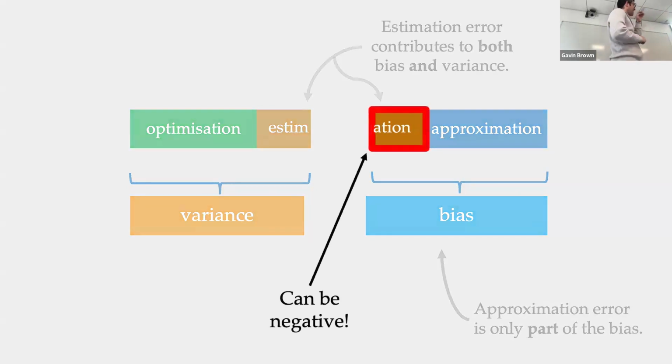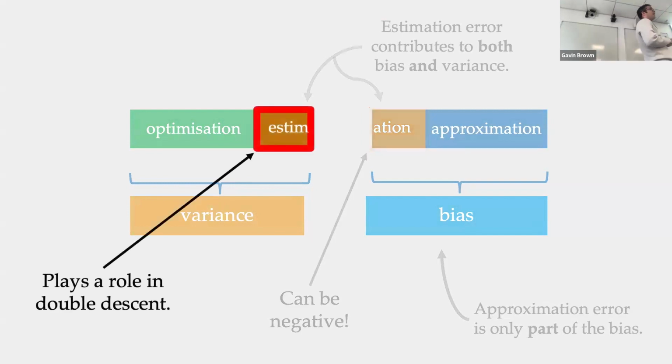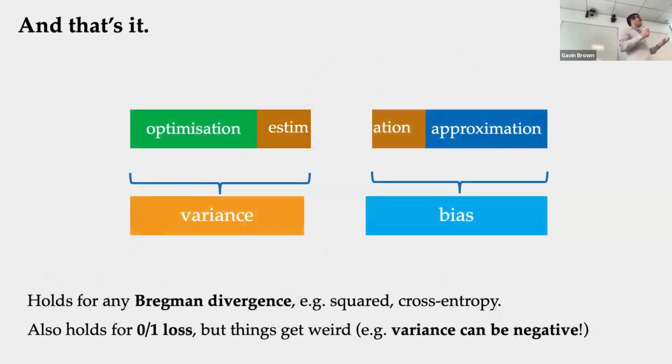But there's weird things. This bit here that sits within the bias can be negative. That seems quite non-intuitive. There's other weird things that occur, like this bit here provably plays a role in double descent, which has occurred in deep learning as a bit of a weird phenomenon in the last few years. So that's it. That's the short story of the whole seminar. You can go further if you wish, but this is the relationship between the 2 decompositions.